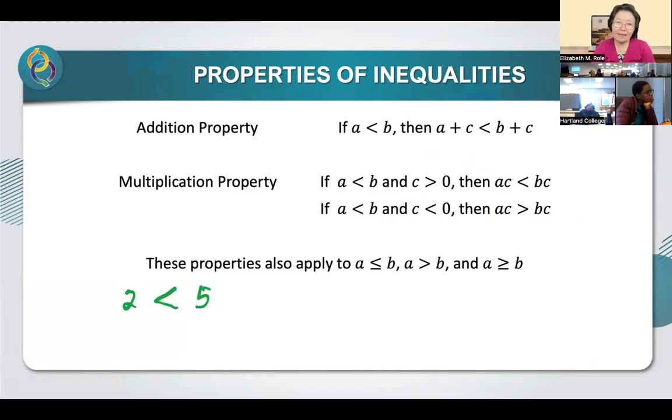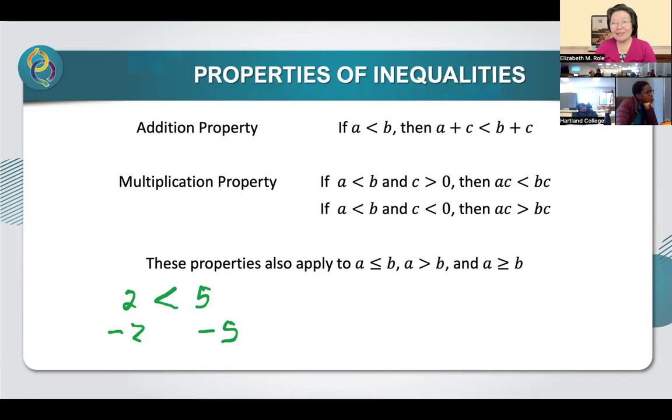If I multiply 2 by 3, that's 6. 5 by 3, that is 15. It is still less than. But if I multiply both sides by -1, just suppose, so I multiply -2 by -1, that becomes -2. 5 by -1, that will become -5.